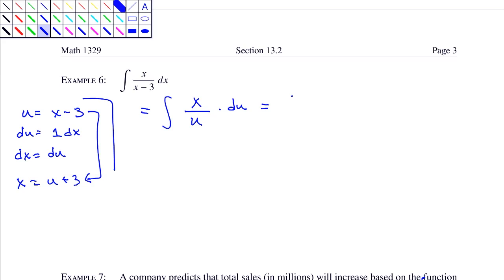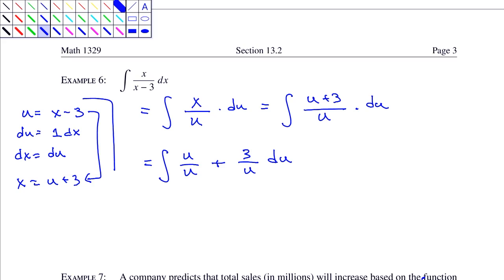So what does this become? This is now u plus 3 over u du. And now we solve by splitting it up. So we're going to split up the u into both pieces. So it's u over u plus 3 over u du. u over u is 1 plus 3 over u du.